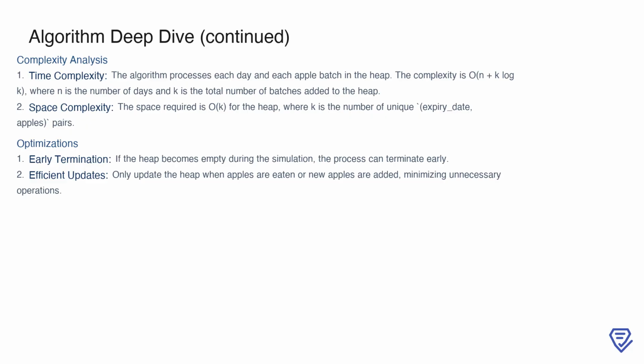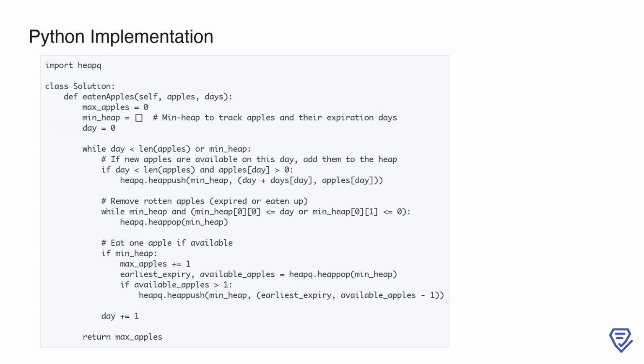If the heap becomes empty before the simulation ends, we can stop processing since no apples are left to consume. Additionally, heap updates are performed only when absolutely necessary, either when apples are eaten or when new apples are added, minimizing unnecessary operations. These optimizations ensure that the algorithm remains both time efficient and space efficient, making it well suited for handling large inputs.